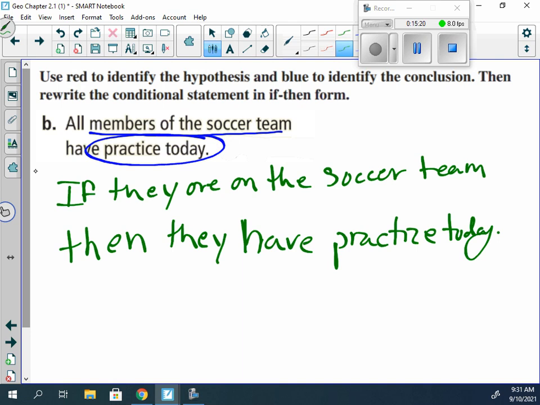If they're on the soccer team, then they have practice today. All right. I feel like the book's probably keeping this simpler than this. If a person's a member of the soccer team, then he or she has practice today. And that's it. Questions on this here?